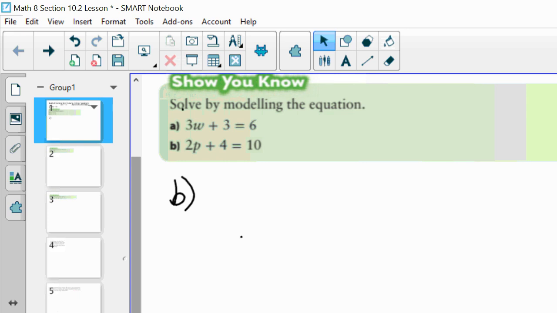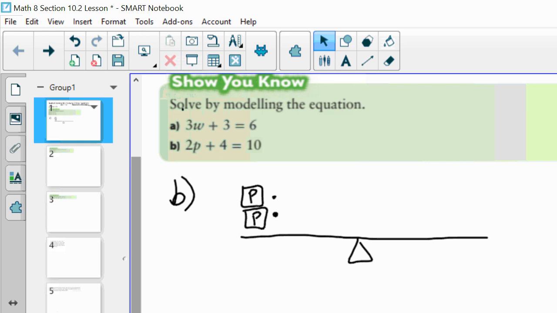So I have my teeter-totter. I have 2P on this side, P and P. And I also have 4: 1, 2, 3, 4. And on the right side of my equation, I have 10: 1, 2, 3, 4, 5, 6, 7, 8, 9, 10. There we go. They're balanced and equal.